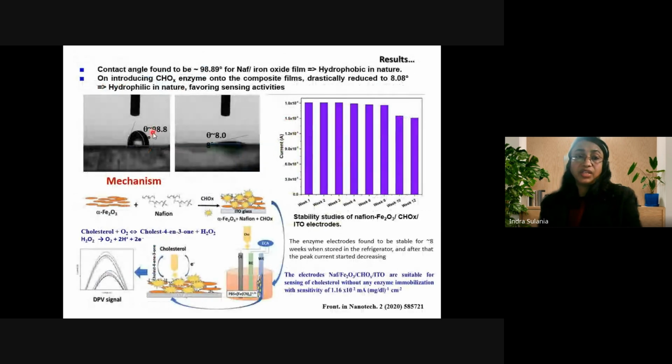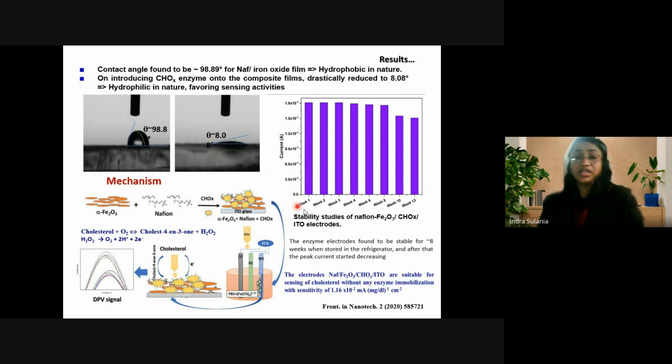And then we calculated the contact angle for this also. Our initial sample had a 98.8 degree contact angle, but as we activated this with cholesterol enzyme, the surface contact angle becomes hydrophilic in nature, which is actually the requirement of the sensor, because as it needs to sense, it has to absorb the molecule to get efficient sensing.